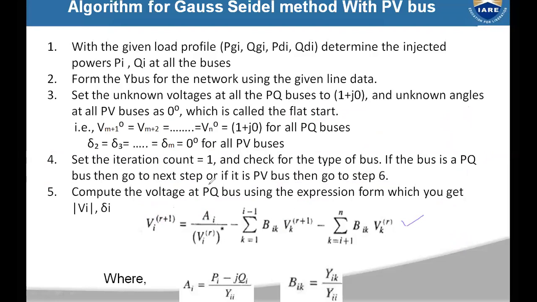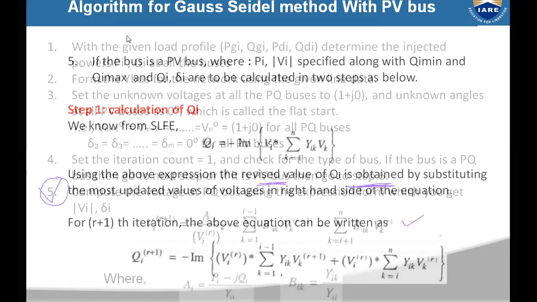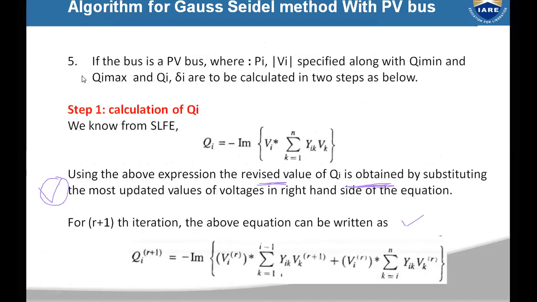So if it is a PQ bus, then you have to do the fifth step. But if it is a PV bus, then you directly go to the sixth step. You don't need to do the fifth step. Now let us consider your bus to be a PV bus and go to the sixth step directly. Here this is the sixth step, not the fifth one.